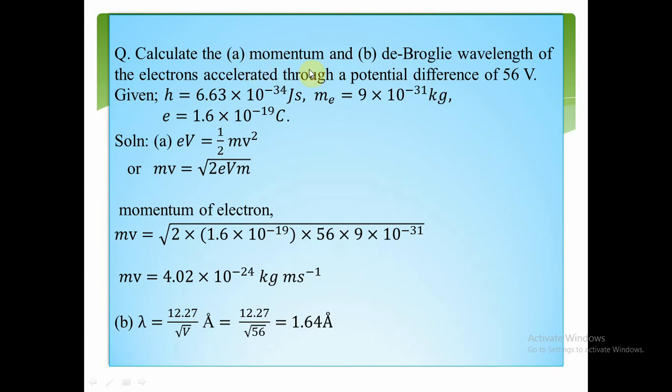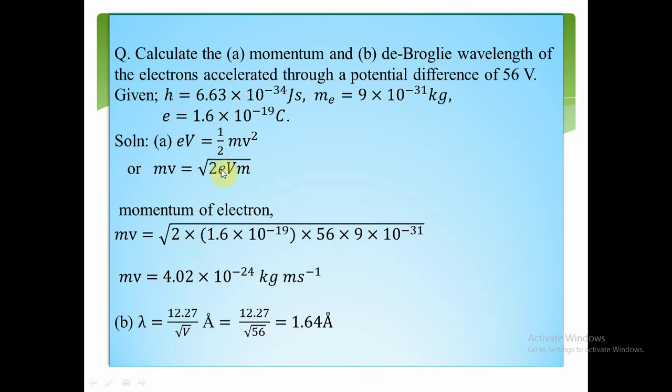calculate A, the momentum, and B, the de Broglie wavelength of the electrons accelerated through a potential difference of 56 volt, where these are the given terms. The first equation, eV equals half m v square. If we rearrange this equation for the momentum, m v equals square root of 2 e V m, where this V is voltage and this v is velocity. Substitute the values which are given here in this equation.